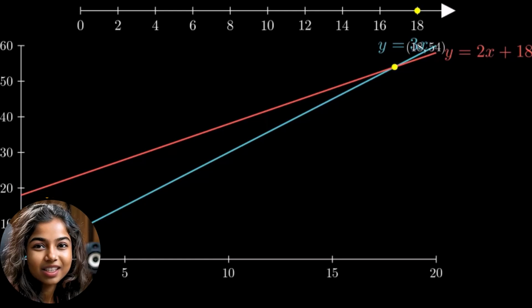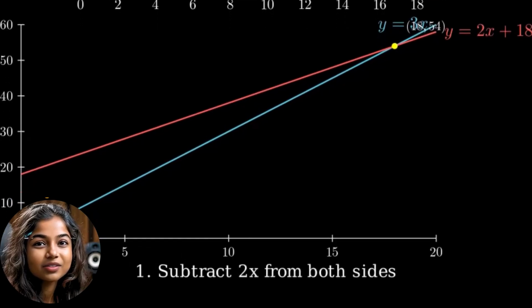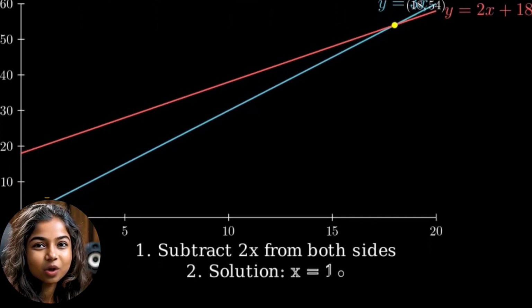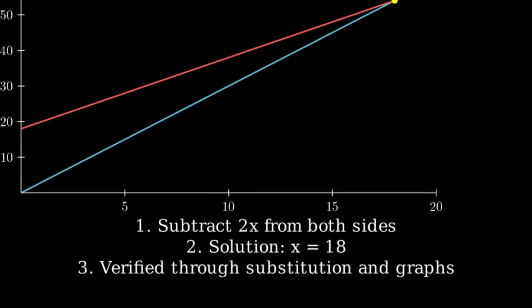In summary, we solve the equation 3x equals 2x plus 18 by first subtracting 2x from both sides to isolate x, getting x equals 18 as our solution, and finally verifying our answer by substitution and visualization. The solution x equals 18 represents the point where 3x equals 2x plus 18.